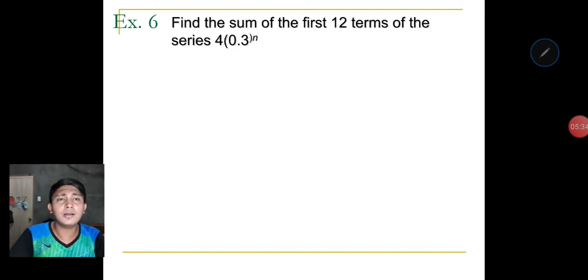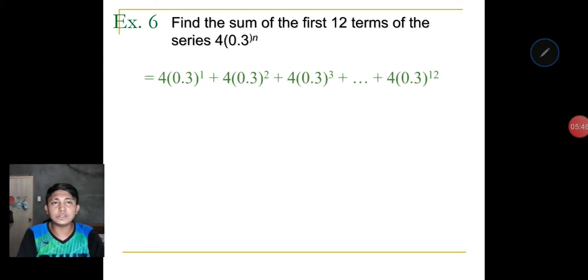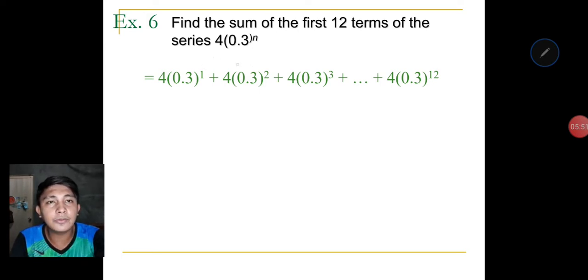Okay, so, example: find the sum of the first 12 terms of a geometric series, 4 times 0.3 raised to n. So, ganyan ang itsura niya. From the first n, second, third, up to 12. Okay? So, yun lang yung papalitan natin kasi yun ang ating rule, 4 times 0.3 raised to n.